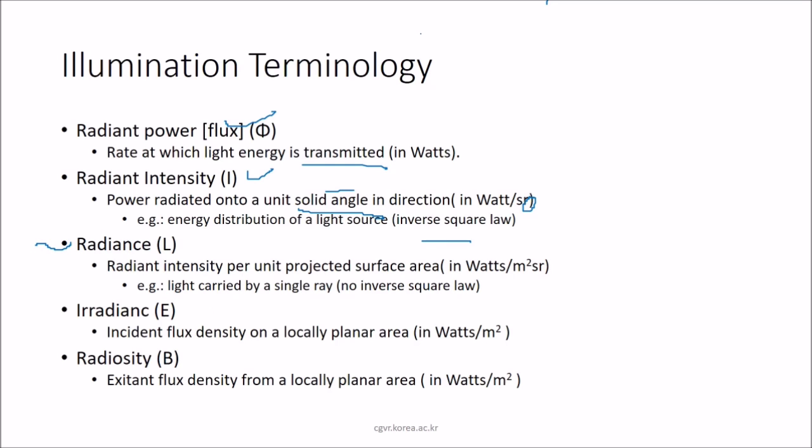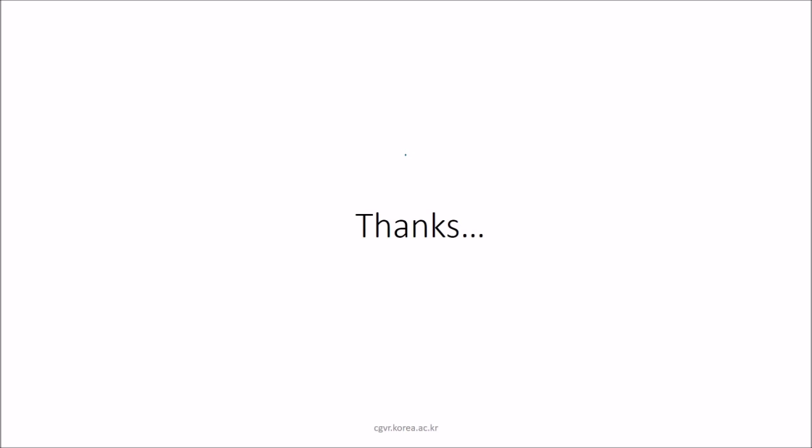Radiance is the radiant intensity per unit projected surface area, given by watts per meter squared per steradian, which is the light carried by a single ray, with no inverse square law. Irradiance is the incident flux density on a locally planar area. Radiosity is the exitant flux density from a locally planar area. Right? So this is about the illumination.